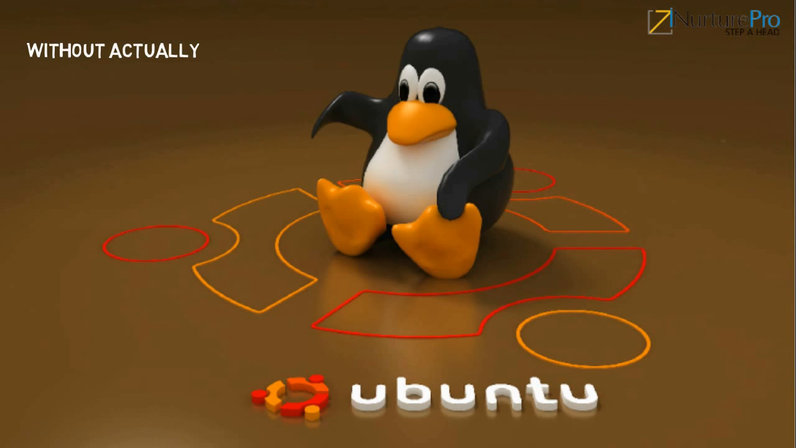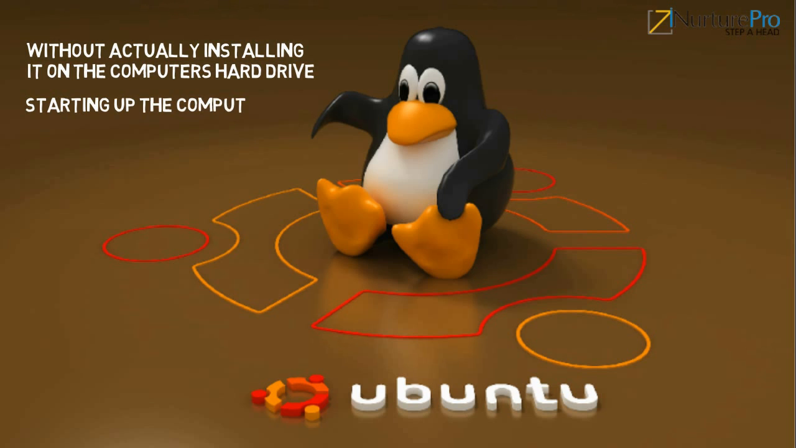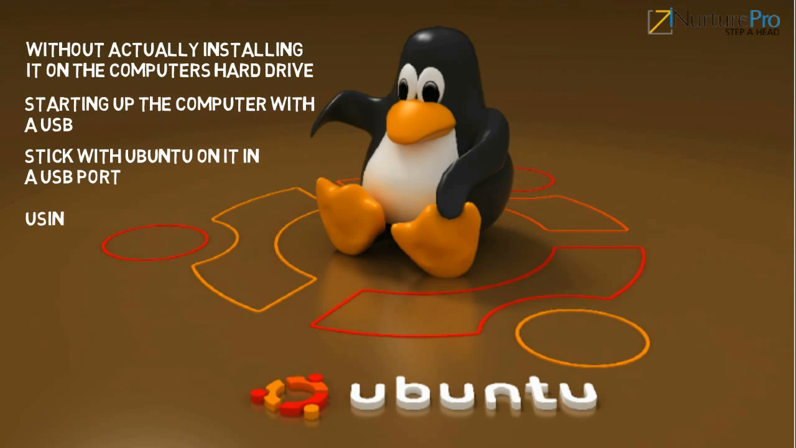One can try Ubuntu without actually installing it on the computer's hard drive. We can do this by starting up the computer with a USB stick with Ubuntu on it in a USB port. Then we can run it from the USB drive. The Ubuntu installation screens will give these options as well.